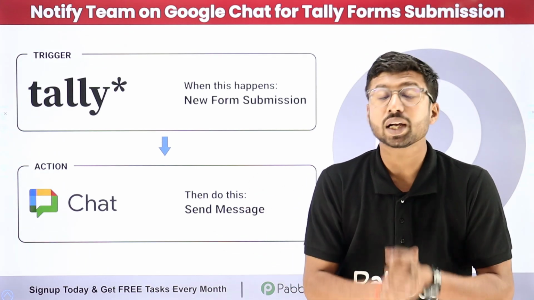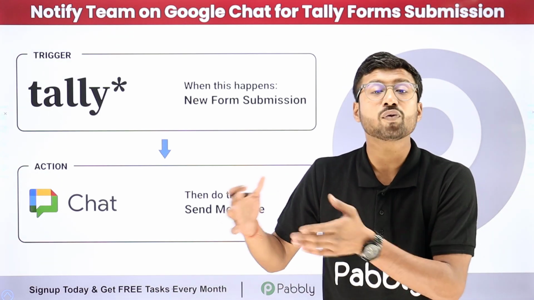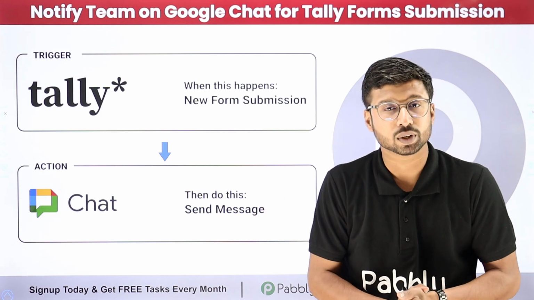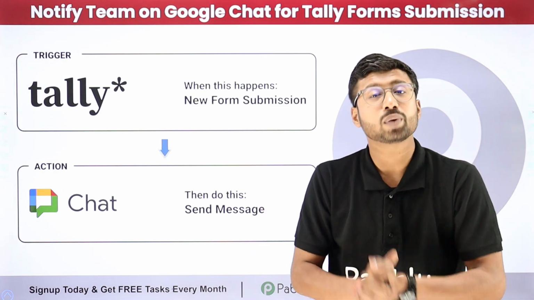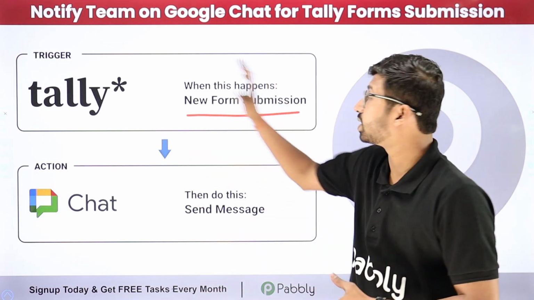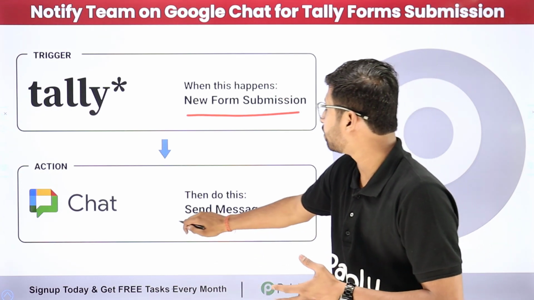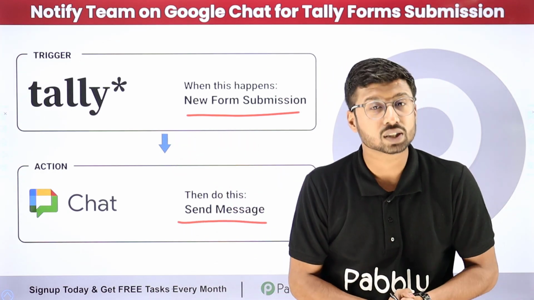Now you want that whenever you get a new form submission in Tally form, you want to share the same form responses and notify your team members on Google Chat as well. So let me tell you, you can completely automate this process. In this automation, as a new form submission is received in Tally, automatically with the same details, the same form submission will be sent as a message on our Google Chat space.